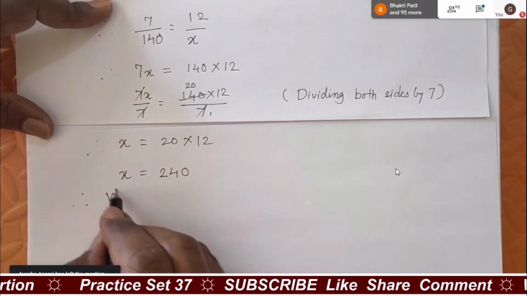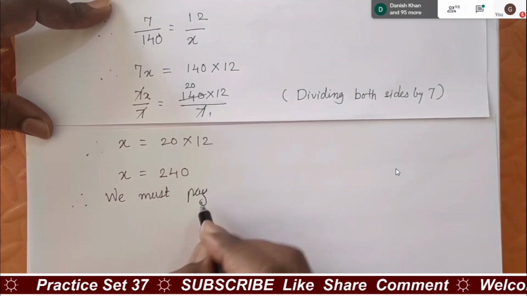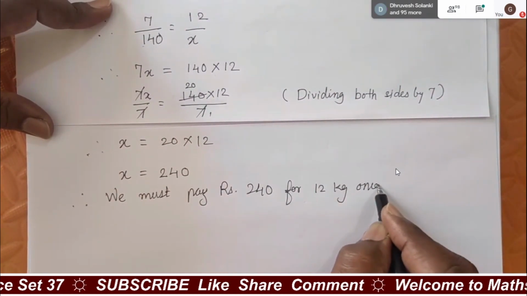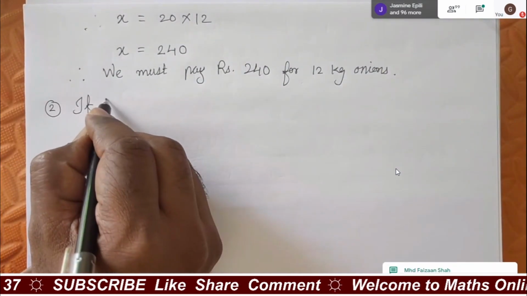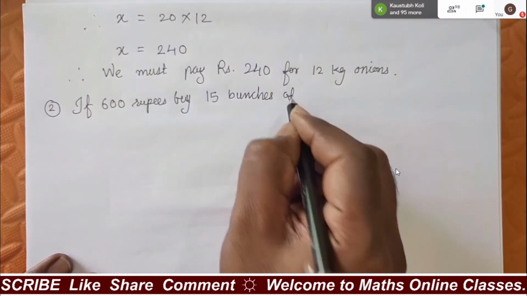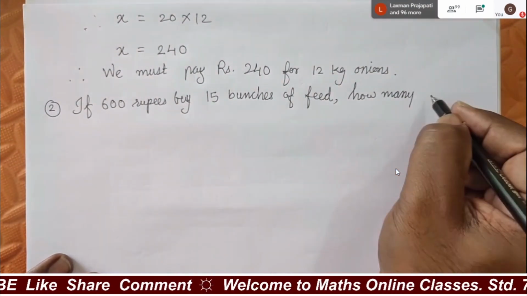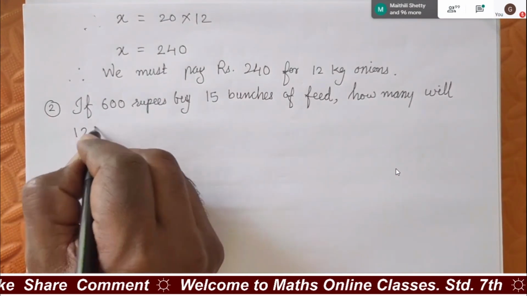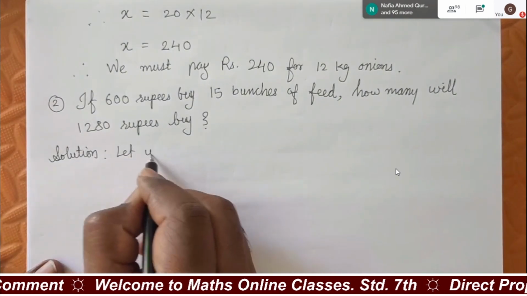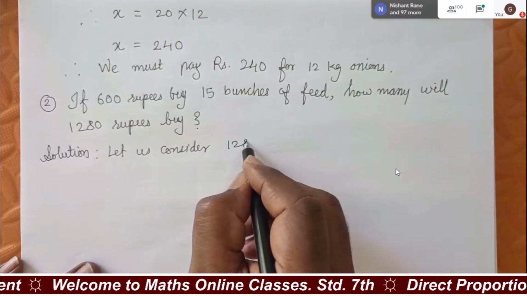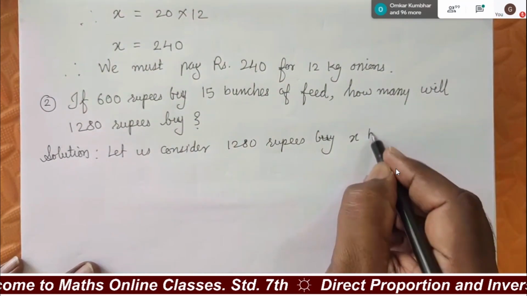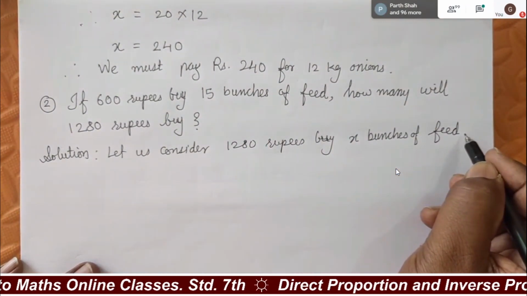Therefore write down, we must pay rupees 240 for 12 kg onions. Write down second. If 600 rupees buy 15 bunches of feed, how many will 1280 rupees buy? Solution. Let us consider 1280 rupees buy X bunches of feed.